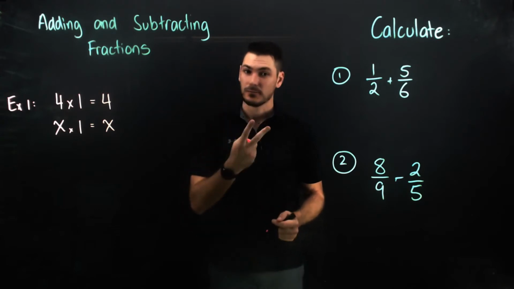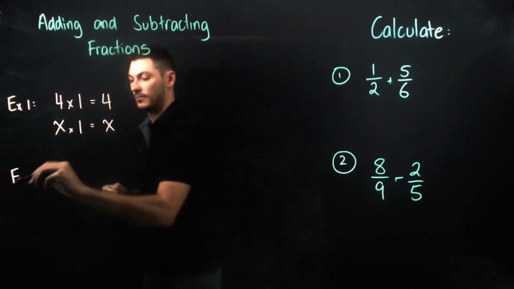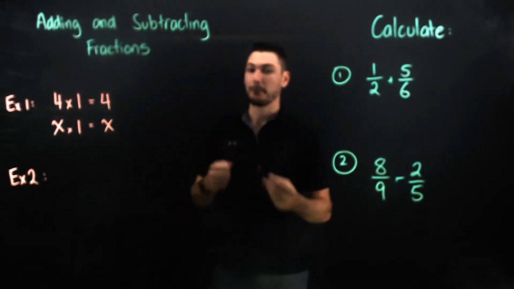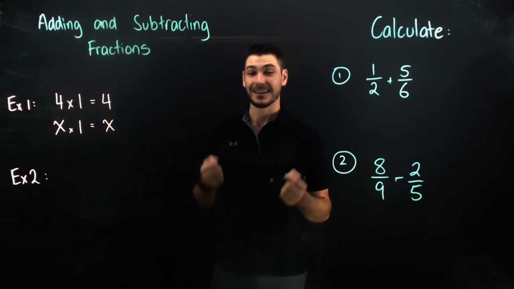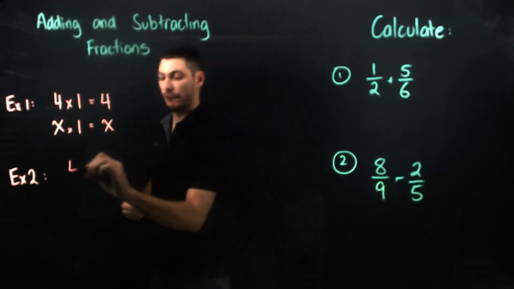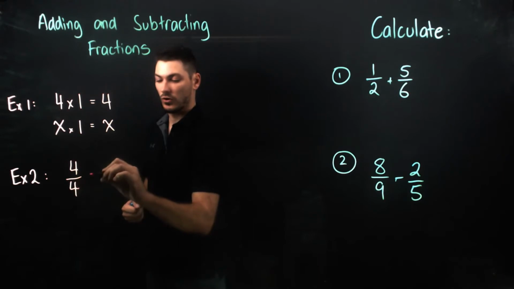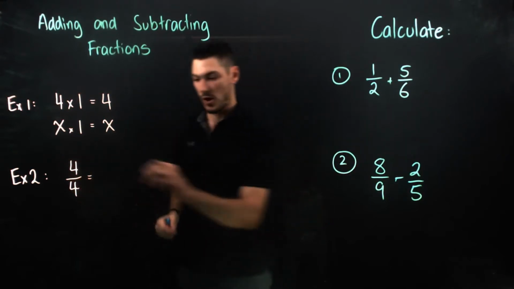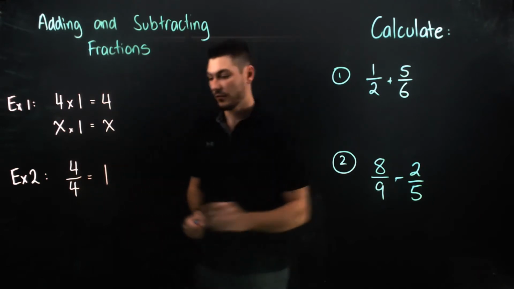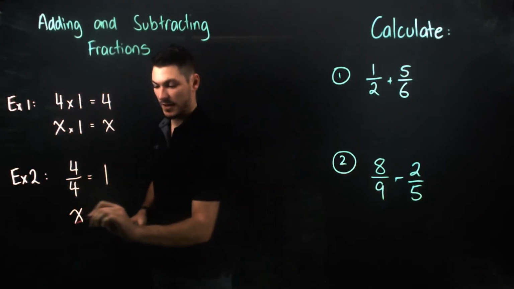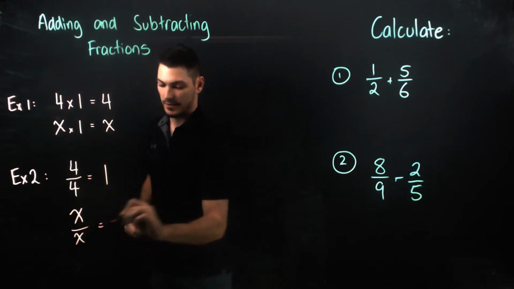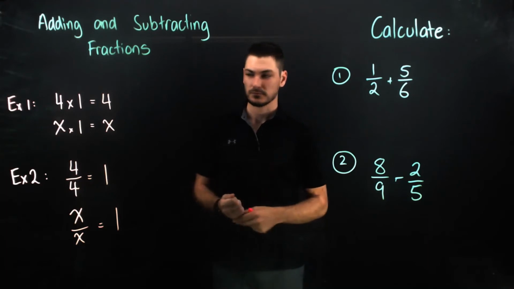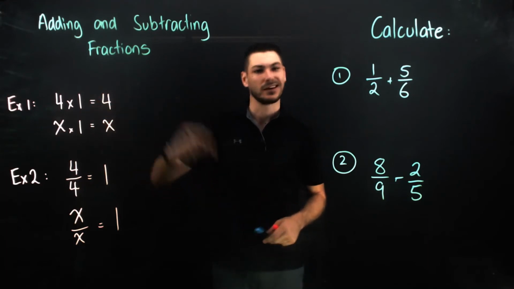The second thing is, if I divide a number by itself, I get 1. So 4 divided by 4. In other words, how many 4s are in 4? There is 1. Also, if I take x again and do x divided by x, I get 1. Anything divided by itself is 1, and anything times 1 is itself.